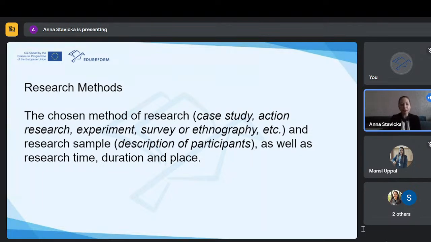because every topic may be considered from different perspectives when we apply this or that research method. A research sample, the description of participants, as well as research time, duration, and place. This is briefly about research methods, but of course, if you have any questions, you can contact me via email.